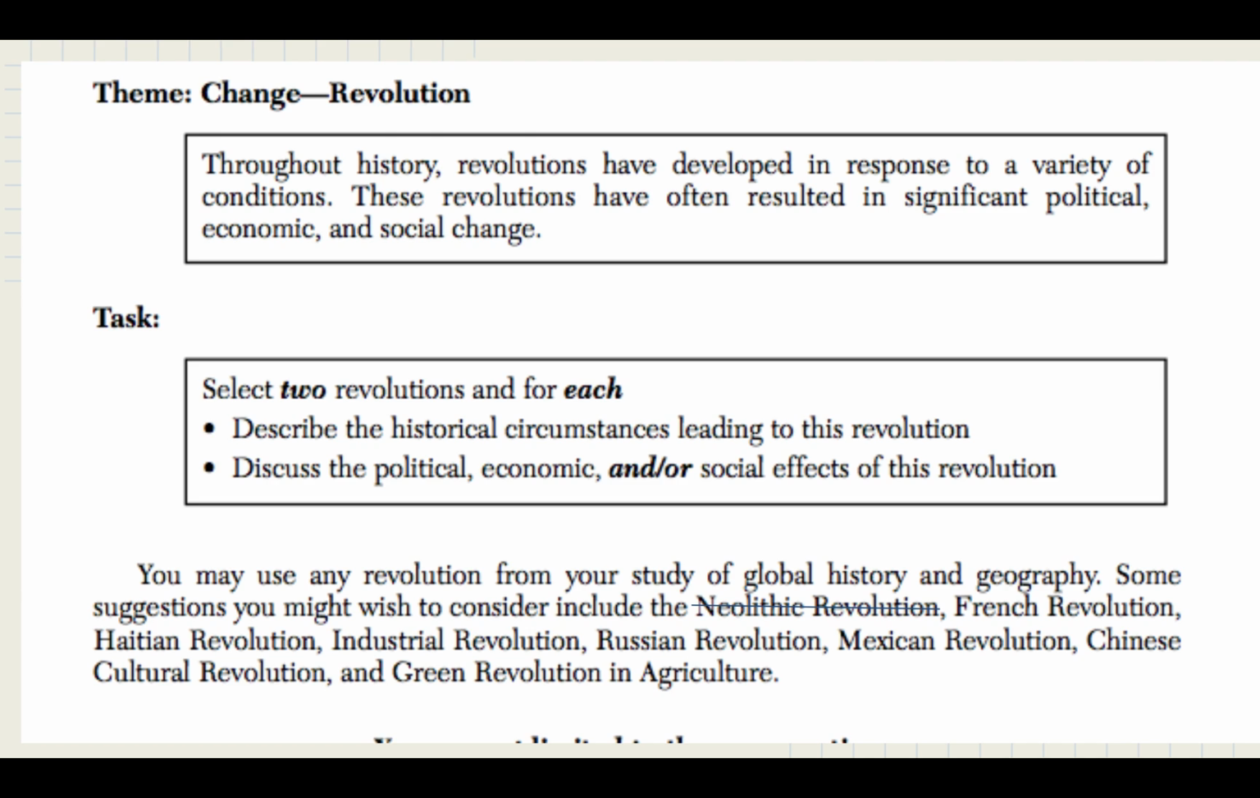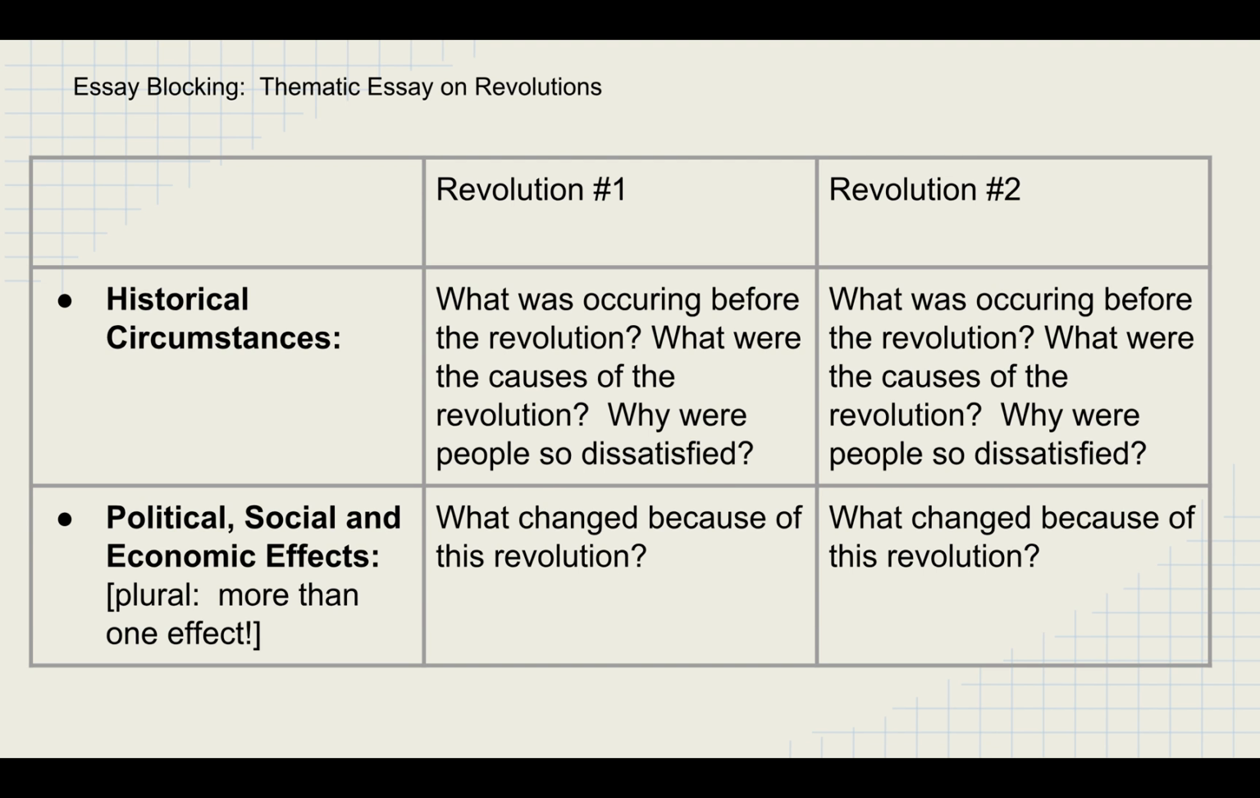The theme of changing revolution. You're going to select 2 revolutions if you did this theme. You're going to block it on your homework right now. Notice the choices: French Revolution, Haitian, Industrial, Russian, Mexican, Chinese Cultural Revolution, and the Green Revolution in agriculture, which produces more food. You're going to select 2. Describe the causes and the political, economic, and social effects. So this is how you're going to block every essay.